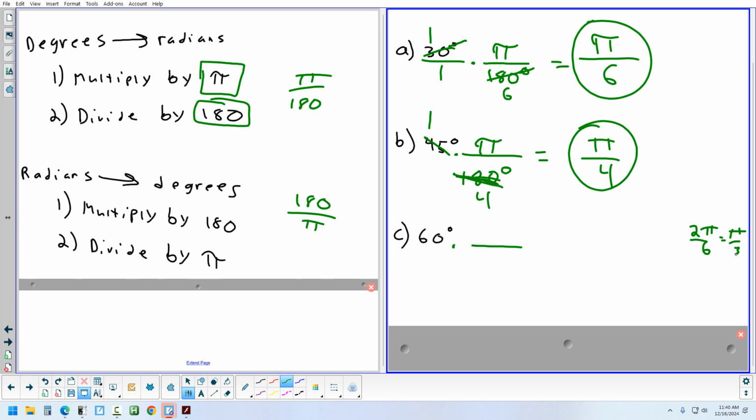But let's say you didn't know 30. Let's do it from scratch. Multiply by pi. Divide by 180. How many times does 60 go into itself? How many times does it go into 180? 3. And you get pi divided by 3. So if you asked me what 120 was, I would say 2 pi over 3, because it's double 60.